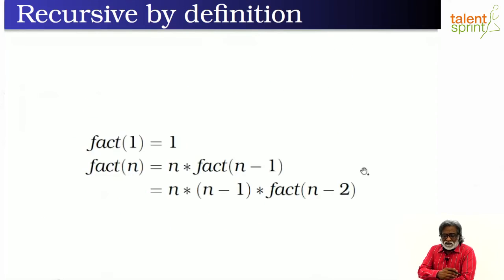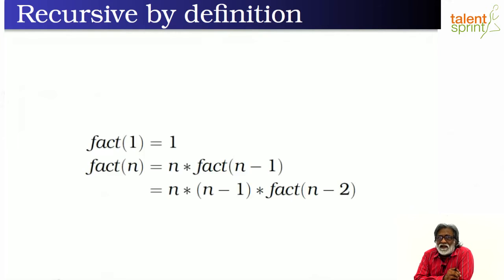Alright. Some operations are recursive by definition. In fact, very often colleges would have taught you recursion by using these examples, so let us see that so that we are able to relate to that. What are we saying? Factorial of 1 is 1. This is the terminating case for recursion. For numbers greater than 1, factorial of n is n into factorial of n minus 1. This is the definition of factorial n.